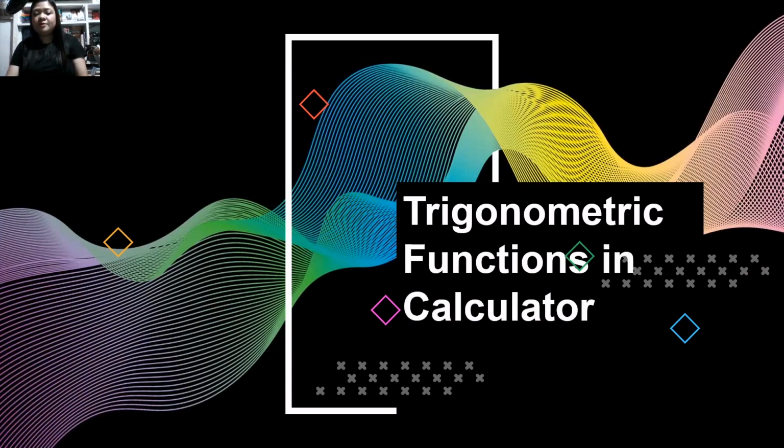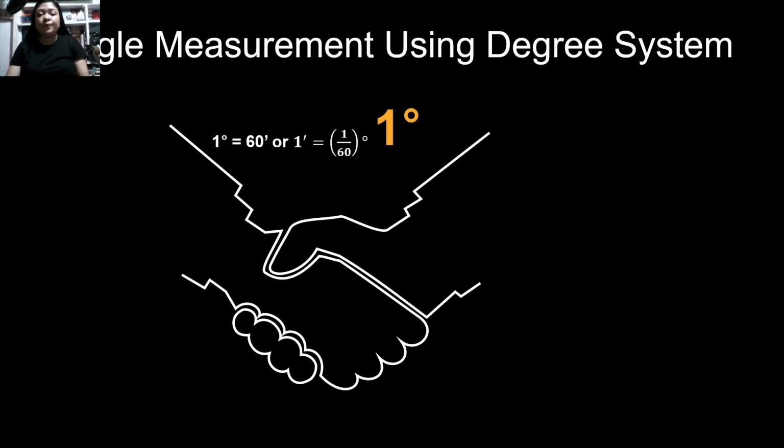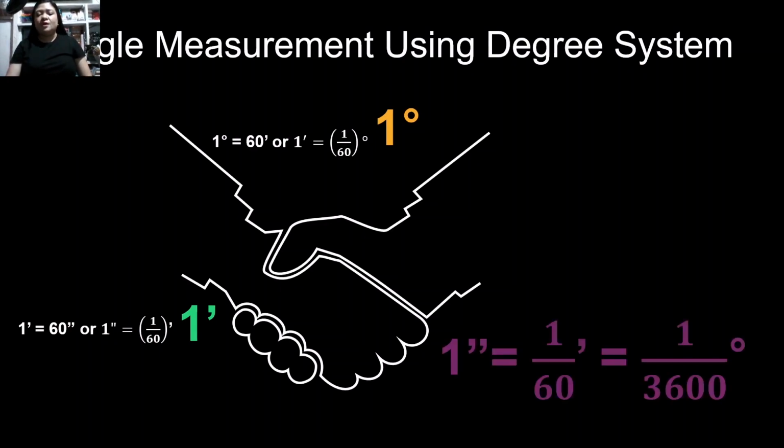Okay, let's start with trigonometric functions in calculator together with inverse trigonometric function. Starting with the angle measurement using the degree system. 1 degree is equal to 60 minutes, or 1 minute is equal to 1 over 60 degrees. 1 minute is equal to 60 seconds. Therefore, 1 second is equal to 1 over 60 minutes. So, 1 second is 1 over 60 minutes, or 1 over 3,600 degrees.